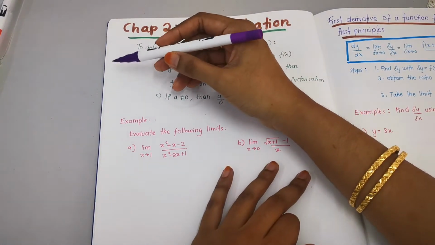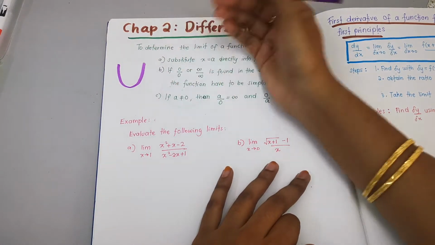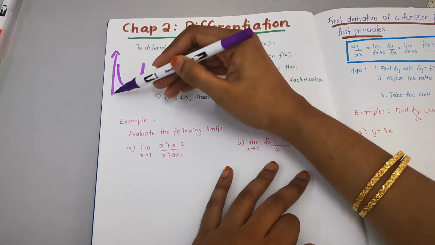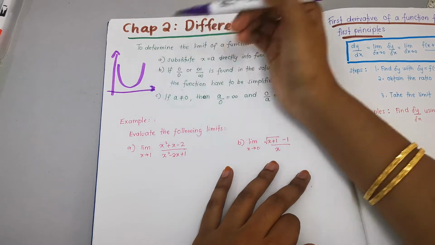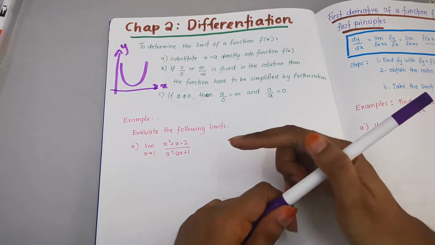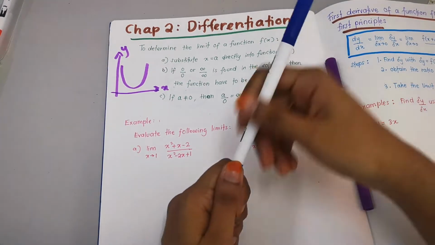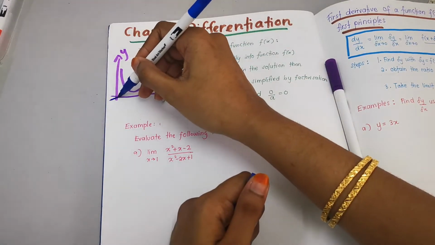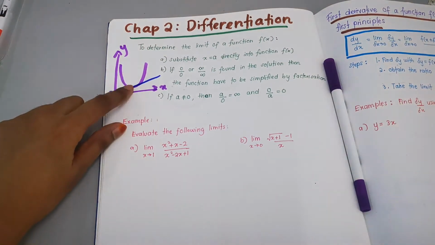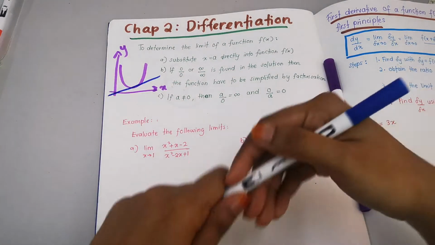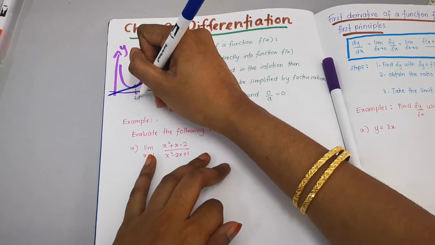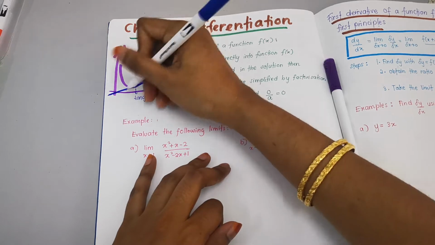I think most of you are familiar with this U-shaped graph, the smiling graph. Let's say now we have a smiling graph. This is X, this is Y. And let's say now I draw a straight line passing through this U-shaped graph. When a straight line passes through this point, what does it mean? Here, this is called the tangent line.